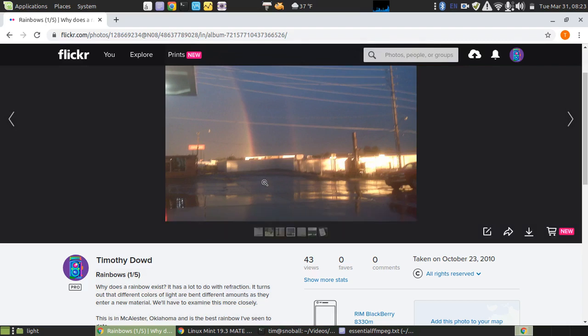So this is the best rainbow I've ever seen. I was standing on a hill in McAlester, Oklahoma, looking off to the east, and there had been a really bad thunderstorm that had passed us and now was to the east. We're looking at it, and the sky behind me was super bright. You not only could see a huge chunk of the rainbow, but you could see a double rainbow off to the side of it.